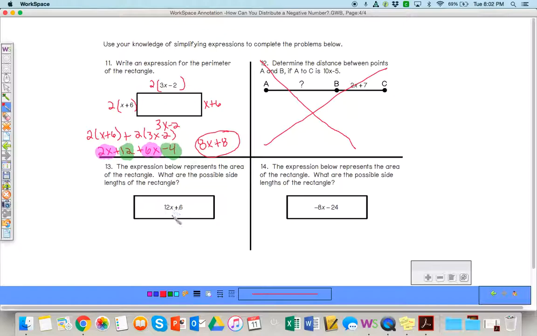So on this one, we have to figure out, well, what number can we factor out of 12 and 6? So there's 2 different numbers you can factor out. So we could factor out a 3. And we end up with 4x on the inside plus 2 on the outside.